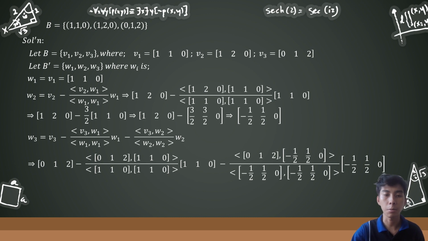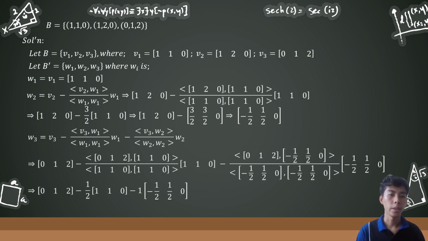By simplifying this equation, we now get the vector (0, 1, 2) minus 1/2 multiplied to the vector (1, 1, 0), minus 1 multiplied to the vector (-1/2, 1/2, 0). Why do we get 1/2 here? Simple. It is the result of the inner product of v sub 3 and w sub 1 all over the inner product of w sub 1 and w sub 1.